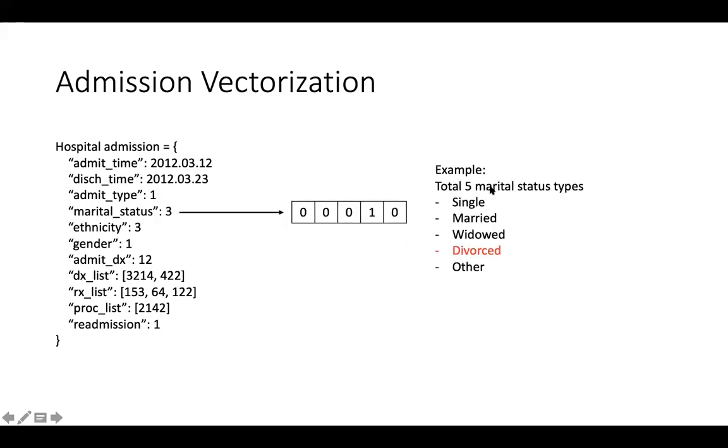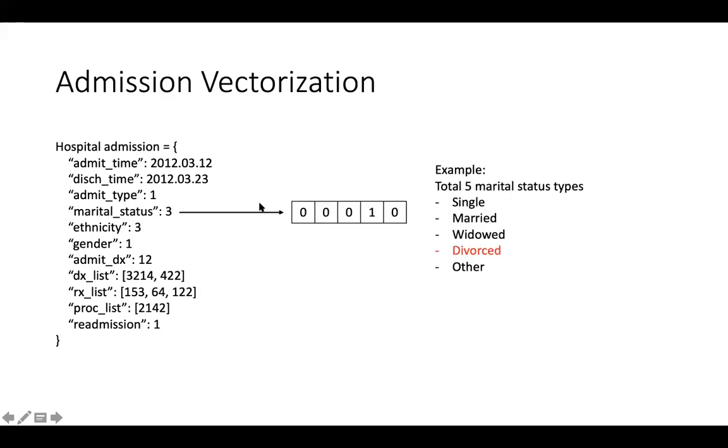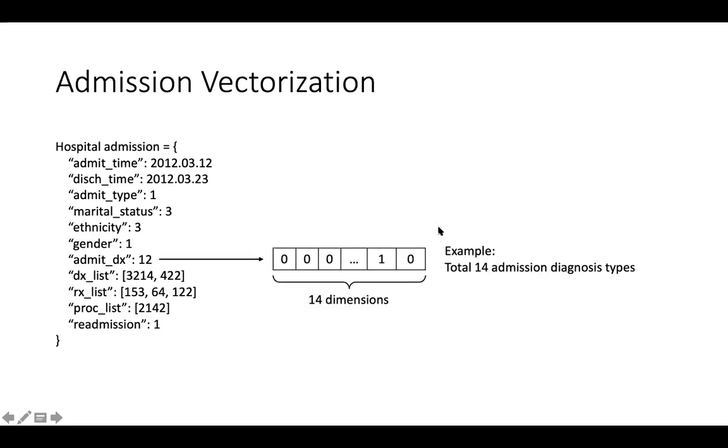Marital status. Let's assume that there are 5 marital status types: single, married, widow, divorced, and other. So here, the original information was divorced, and that was mapped to 3. So we convert this into a 5-dimensional vector where the 4th dimension is 1 and all the others are 0. Same with ethnicity. Assuming that there are 4 ethnicities, then this becomes 0, 0, 0, 1.